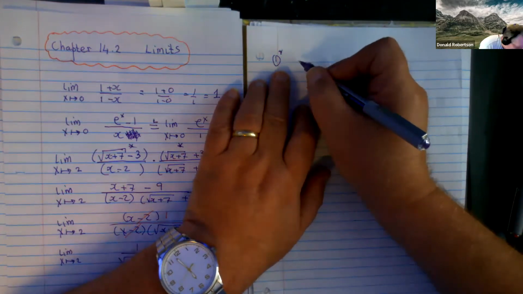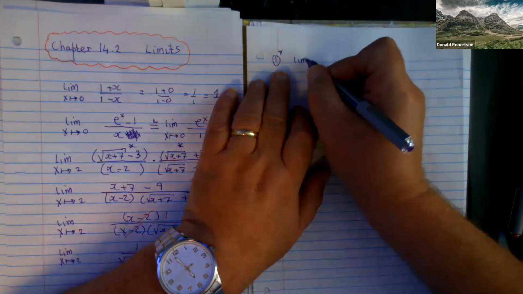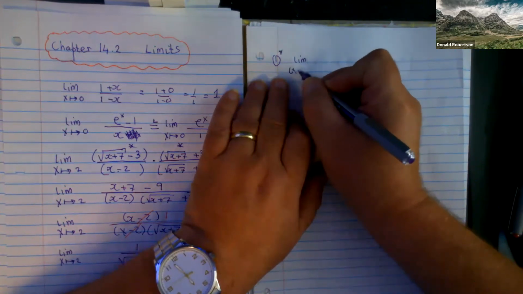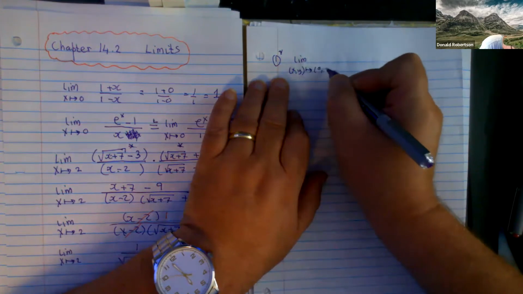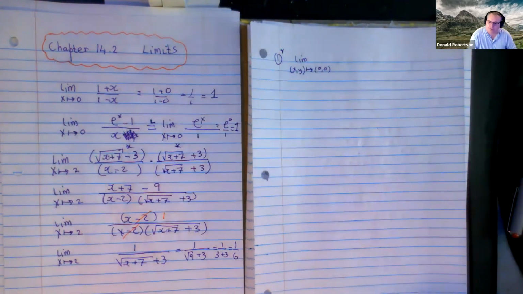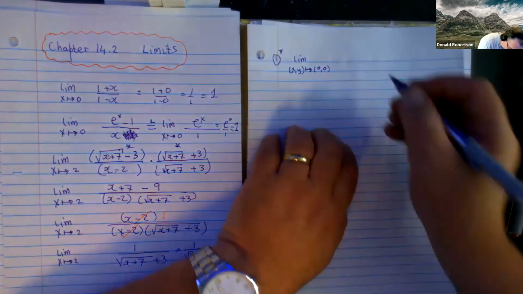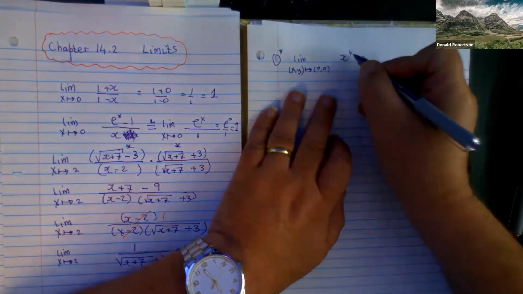It's going to be the limit as (x, y) becomes (0, 0). So you notice it's a two-dimensional limit. It's not the limit as x tends to 0. It's not the limit as y tends to 0. Essentially, it's the limit as x tends to 0 and y also tending to 0, right? It's two things both converging to 0, two variables. And the guy that we've got is that guy.